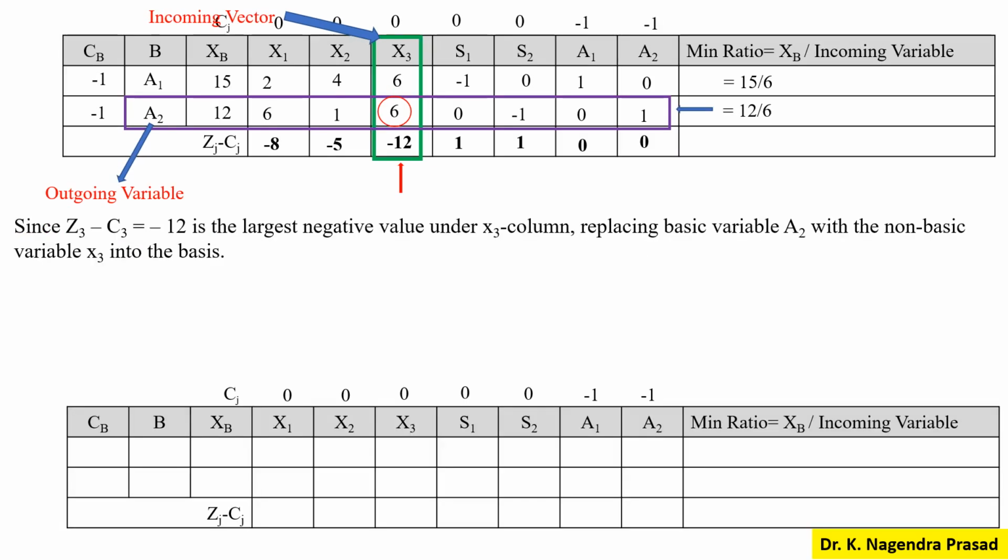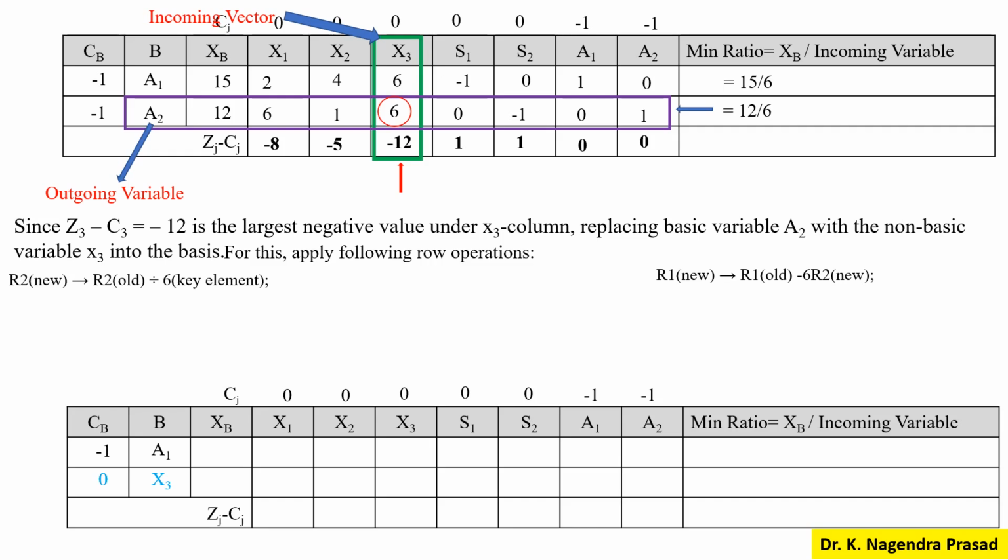Next, to construct the new simplex table by reference to the old simplex table. Here the A2 variable is leaving the basis and the x3 variable enters into the basis. So modify the basis by replacing the A2 variable with the x3 variable in the new simplex table, and its CB value is 0. Next, to modify the remaining values by following row operations.